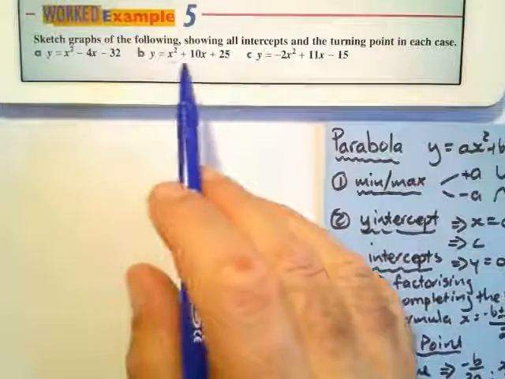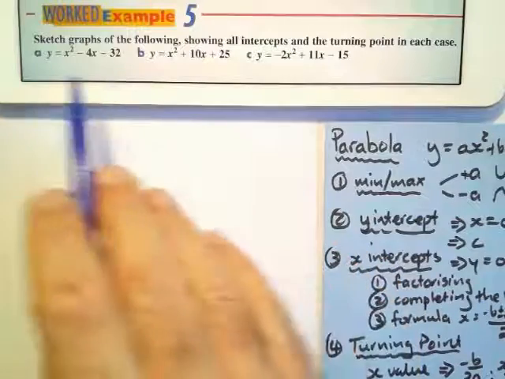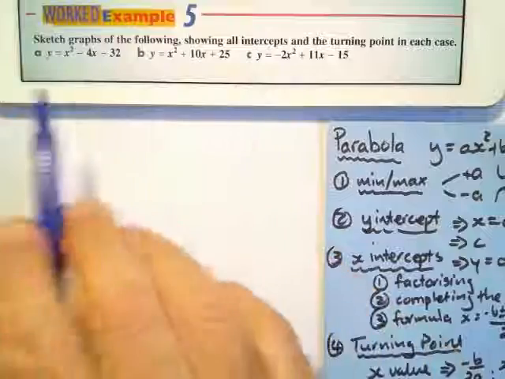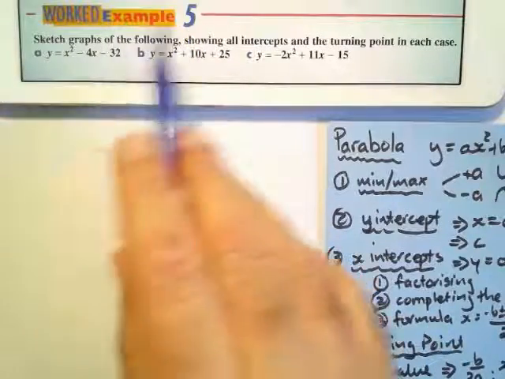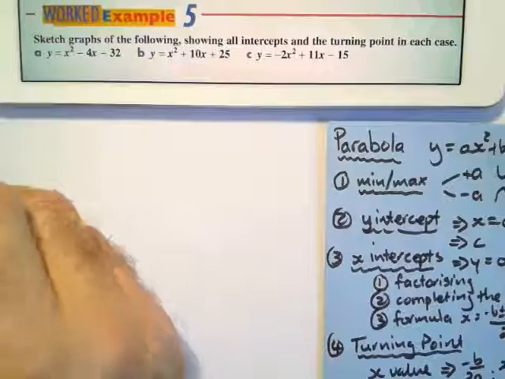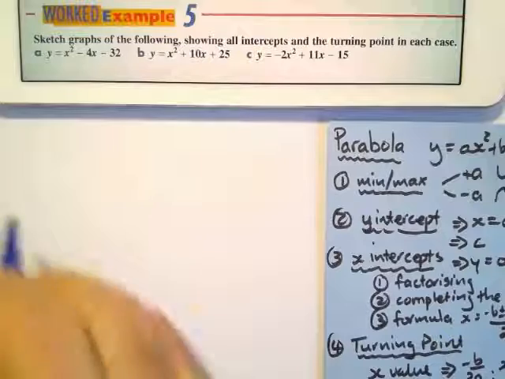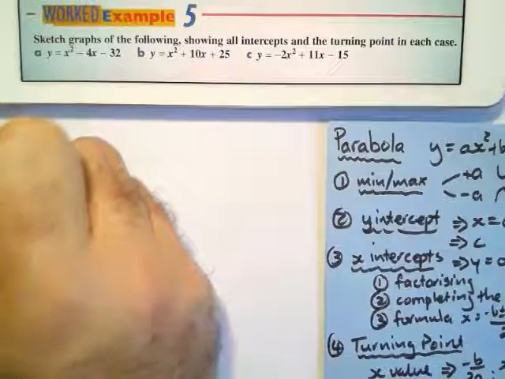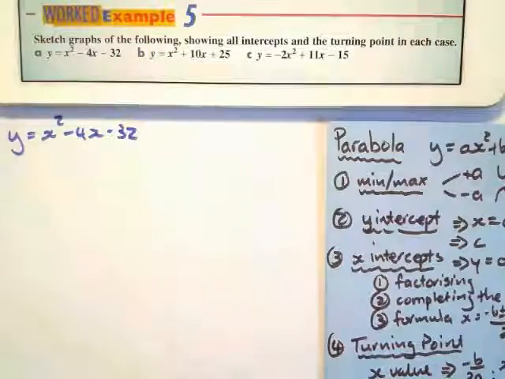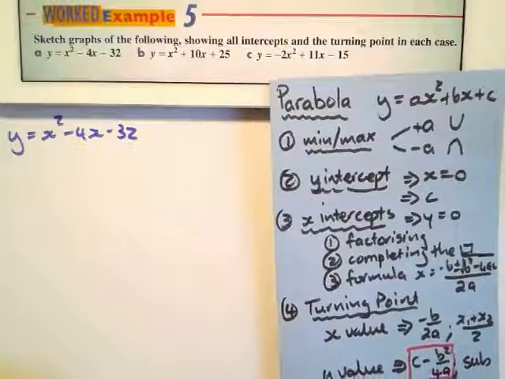Sketch the graphs of the following showing all intercepts and the turning points in each case. There's 3 examples, so I will make 3 different videos called work example 5a, work example 5b and 5c. So in this first one, 5a, I'm going to follow my recipe, which is over here. I'll do some more explanation as well to do some revision on previous work.